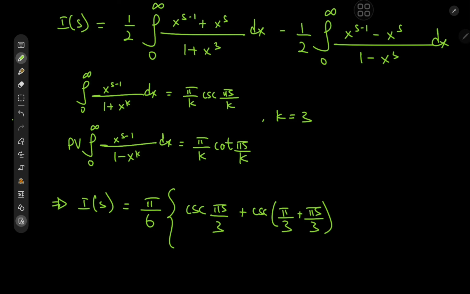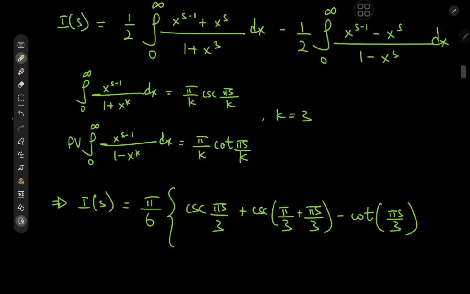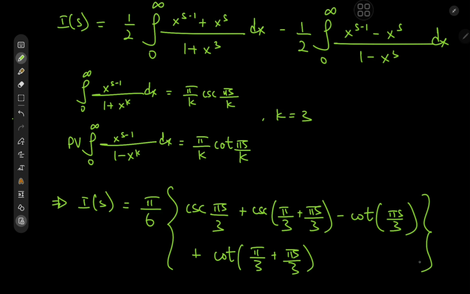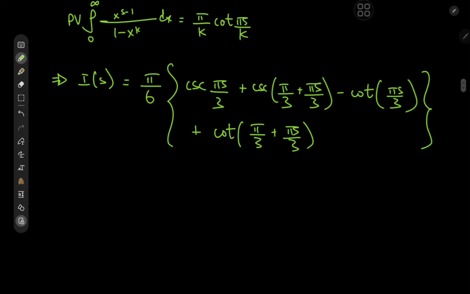And then we have a negative sign here, so we have the cotangent of, again, pi s by 3. Then the two negatives canceling out, leaving us with a positive sign. And we have the cotangent of pi by 3 plus pi s by 3. Okay, cool. This is quite nice. And now let me collect together the pi s by 3 terms, as in this cosecant and this cotangent term, and write everything in terms of sines and cosines.